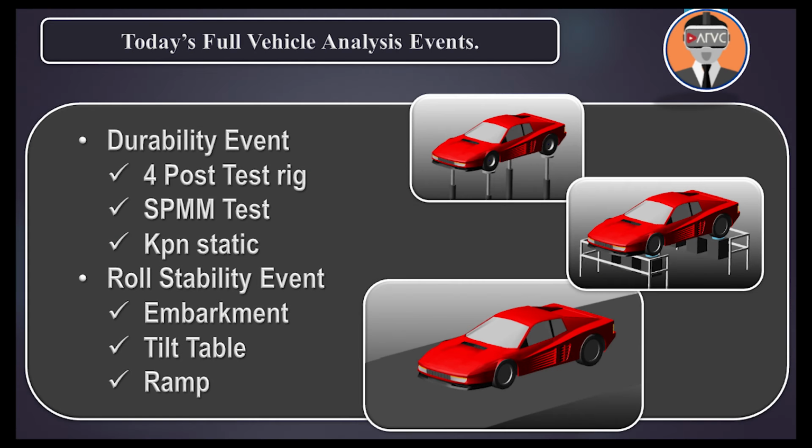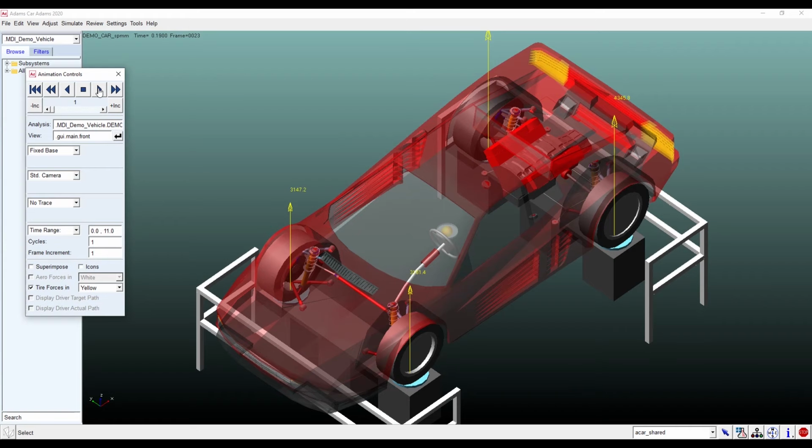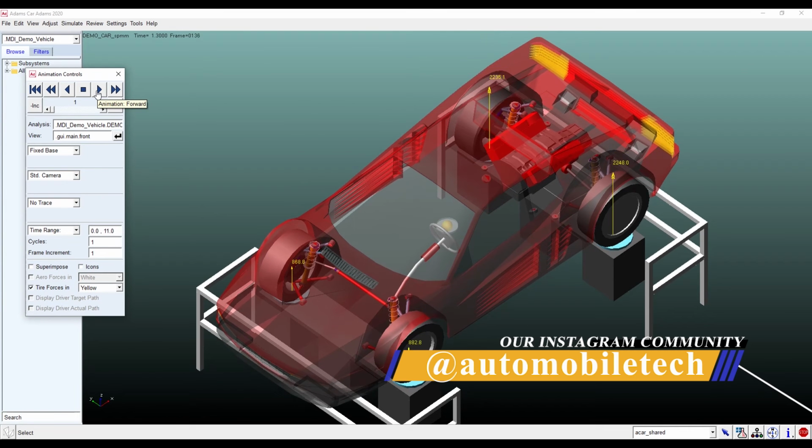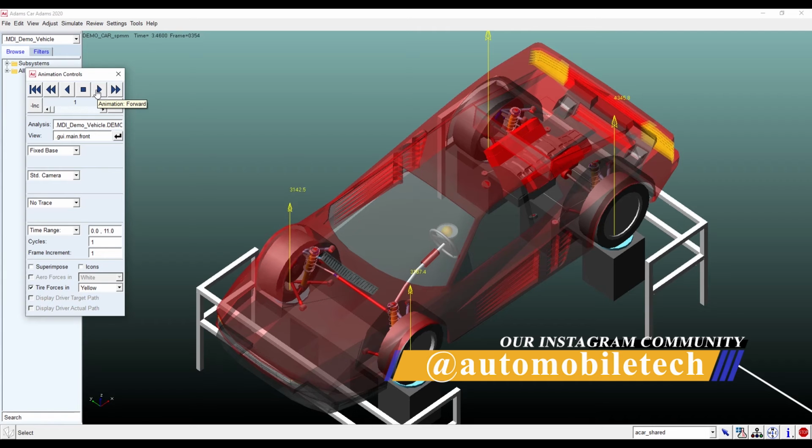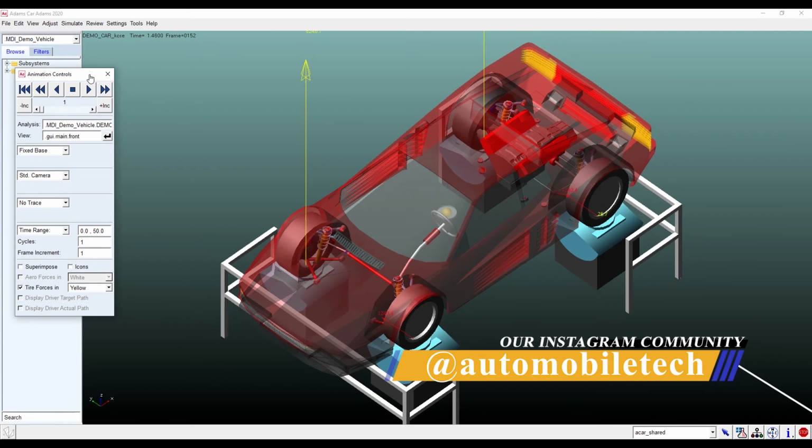Today we are going to see one of the important off-road and on-road simulations on the vehicle using various roads and test rigs. We will start with durability analysis, which consists of the SPMM test rig, also known as suspension parameter measurement machine. Then we will see the kinematic and compliance test rig at the static condition, and after that, we will go through four post-rig tests. We will not only learn to perform these simulations, but also understand where to use the simulation, and what we will get from which analysis.